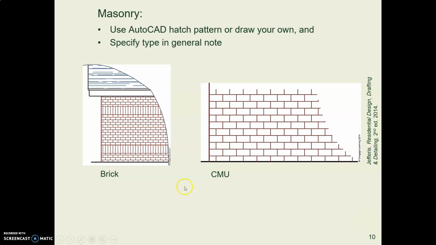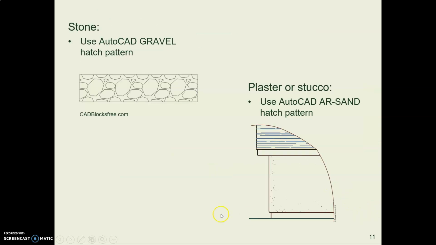For masonry products, there are often AutoCAD hatch patterns. There are brick hatch patterns. I think there's a CMU. CMU is concrete masonry unit, those plain gray concrete block things. For stone, you can use AutoCAD's gravel pattern. For plaster, for a stucco wall, you can use their AR, that A for architectural, AR sand hatch pattern.